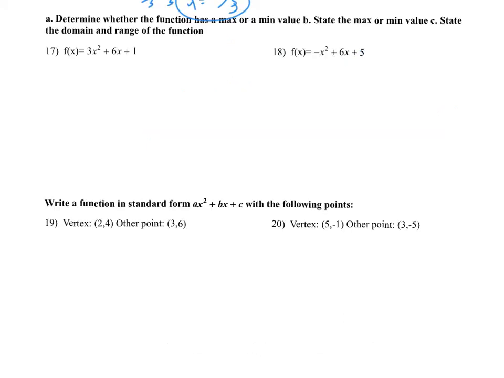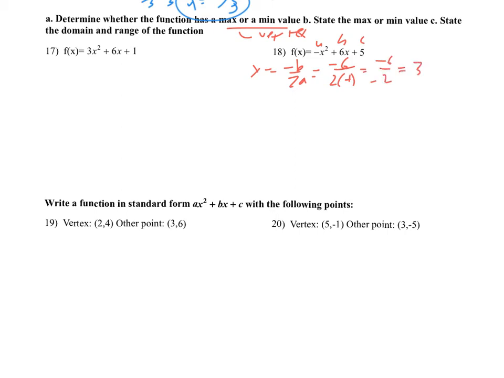All right, next up here, I'm going to find the max or the min value, and whenever it says that, it's always talking about the vertex. And so in standard form here, to find the vertex, I need to do x equals negative b over 2a. That's the formula. So I'll do negative 6 over 2 times negative 1, as this is my a, b, and c. So I got negative 6 over negative 2, which is positive 3.